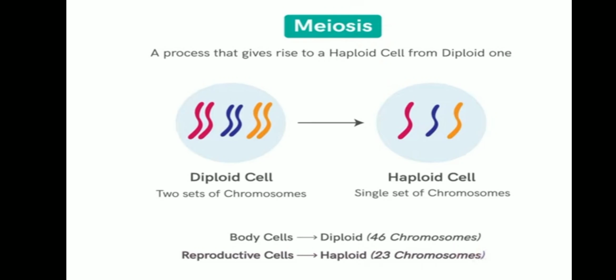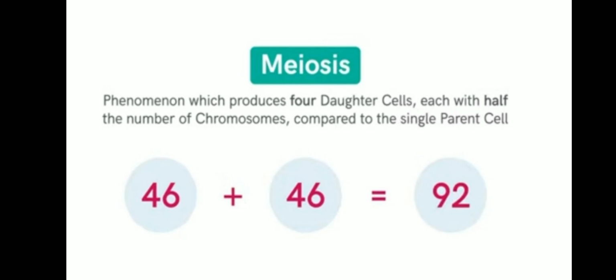But in the reproductive cell, haploid 23 number of chromosomes will be present. This is very important to be remembered. Body cells having diploid cell, that is two sets of chromosome. Reproductive cell having haploid cell, that is single set of chromosome. You may ask why. See, I'll tell you this calculation.